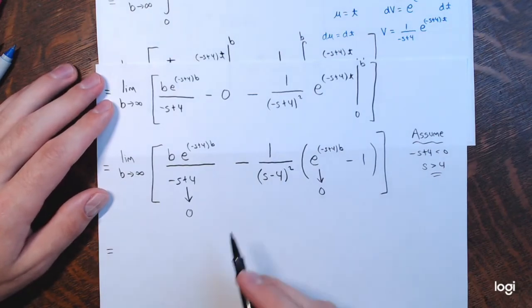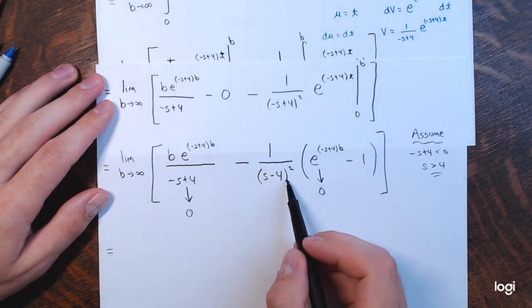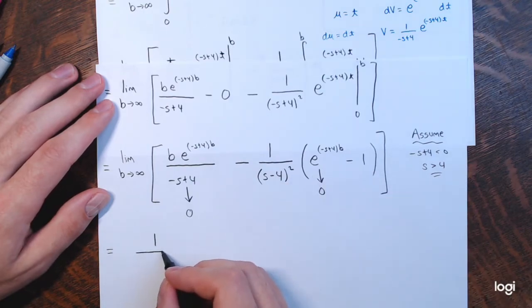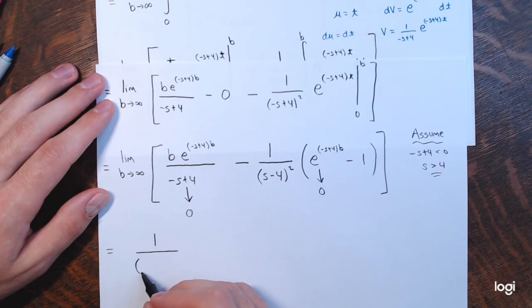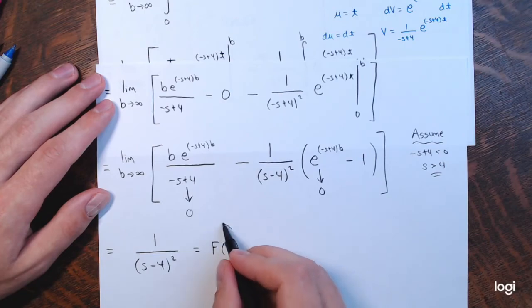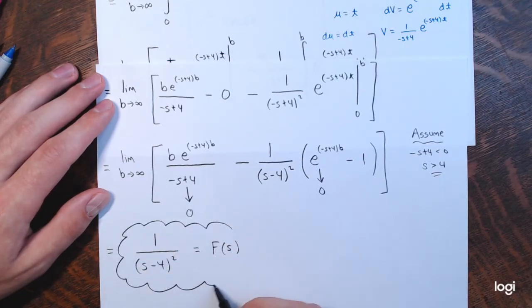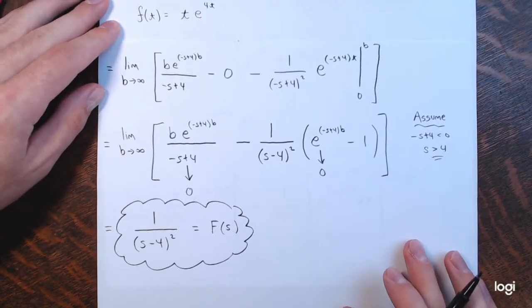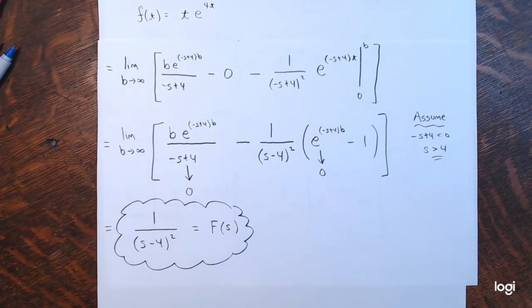And what I'm left with is this negative 1 over s minus 4 squared times 0 minus 1 times negative 1. This is positive 1 over the quantity s minus 4 squared. And there's the capital F of s. This is our Laplace transform for t times e to the 4t. Wonderful. All right, so that's just a few examples there.